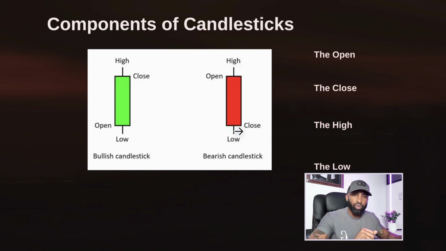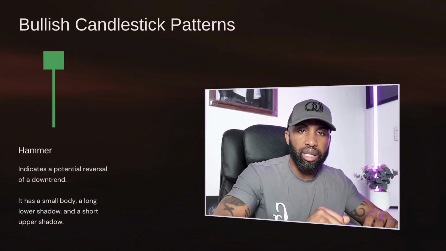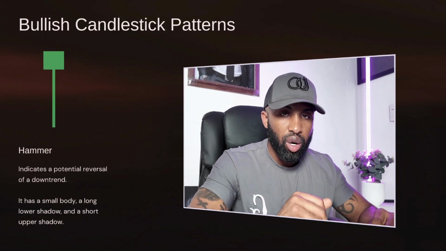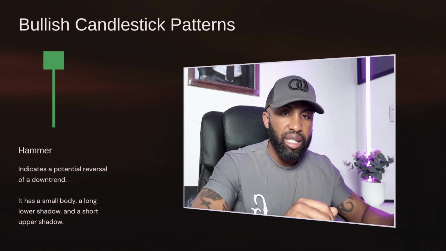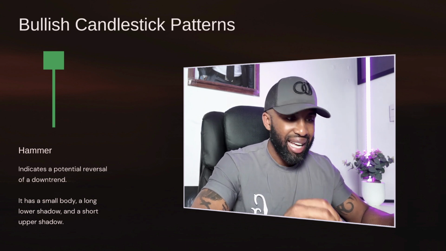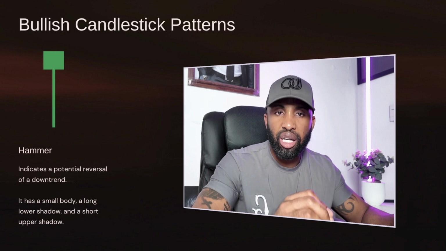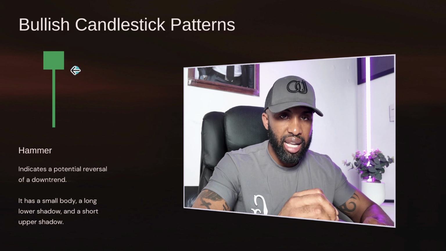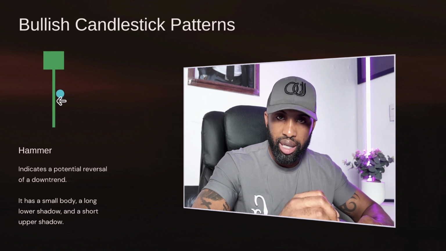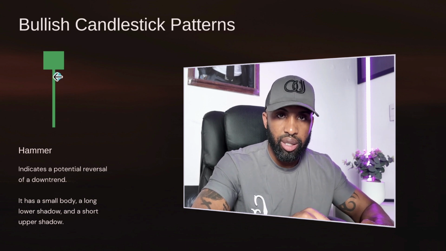Now let's go to candle patterns, because candles have patterns. We have bullish candle patterns. One popular bullish candle pattern is the hammer. The hammer is a bullish candlestick pattern that indicates a potential reversal of a downtrend. It has a small body and a long lower shadow or wick, whatever you're comfortable with.